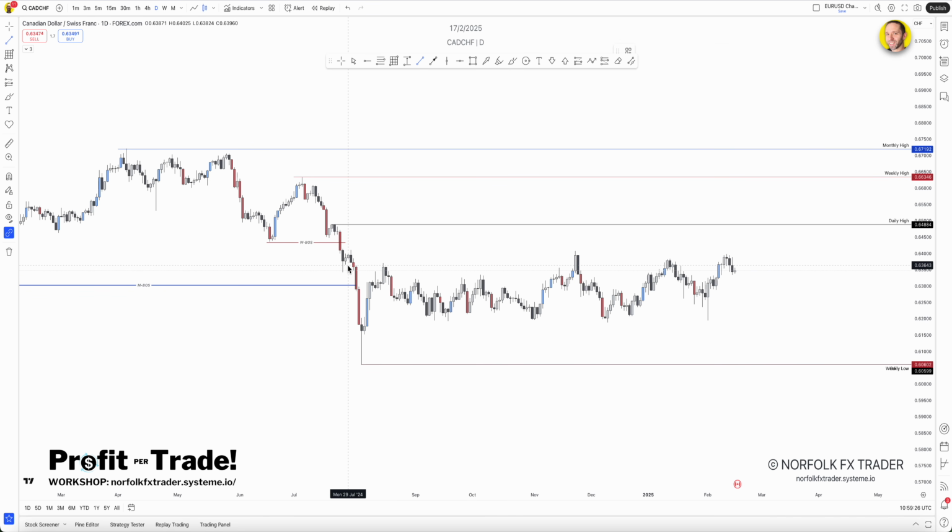This small move is not valid for me. This is not a valid structure. This is just one swing move down. This is a valid swing high now. And that means I would have a valid area of supply. Just grab the right tool. Okay, I'd have a valid area of supply here and an area of imbalance there.